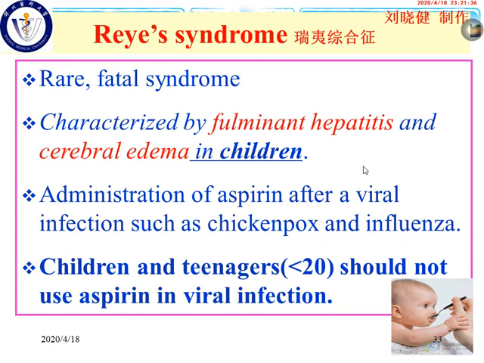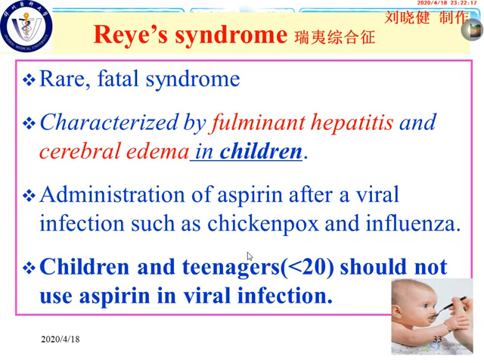It is usually caused by administration of aspirin after a viral infection, such as chickenpox and influenza. Because of these two kinds of viral infection, fever is a very common symptom of this disease. And aspirin is used to relieve fever. It's very effective. But as I mentioned, the liver has a limitation to metabolize aspirin.